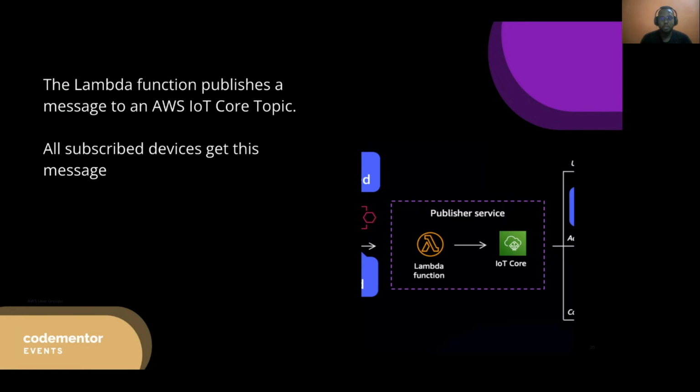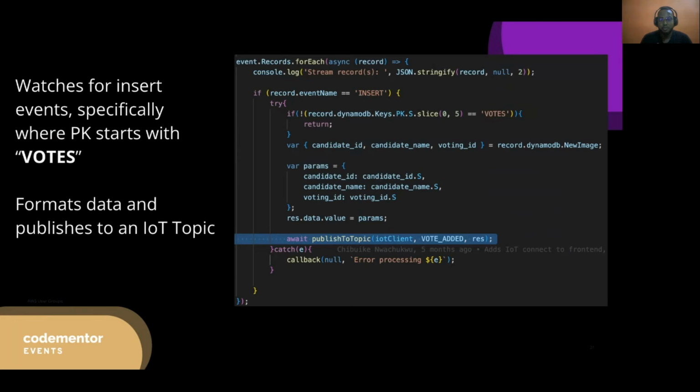So if you recall, we have DynamoDB. Data is being added to DynamoDB. It goes down to DynamoDB Streams, which goes down to the Lambda function, which processes the stream and then pushes it down to AWS IoT Core. I have an example of that process Lambda function I showed earlier. So what does it do?